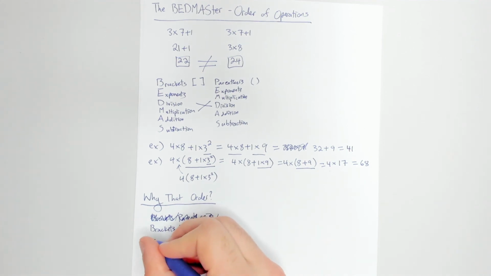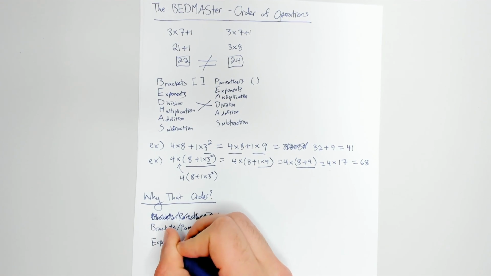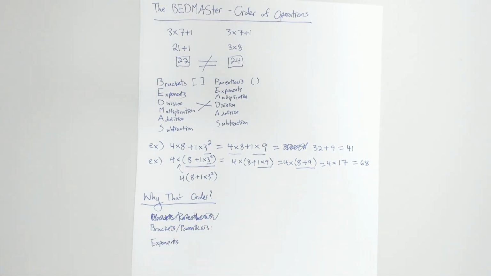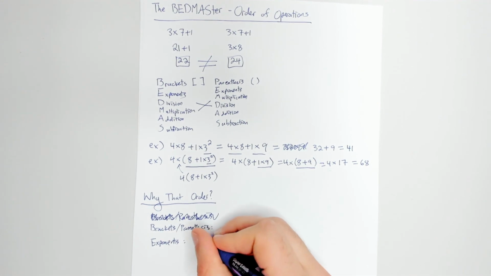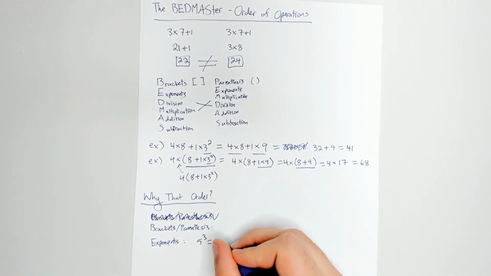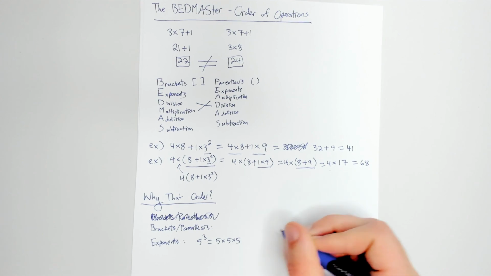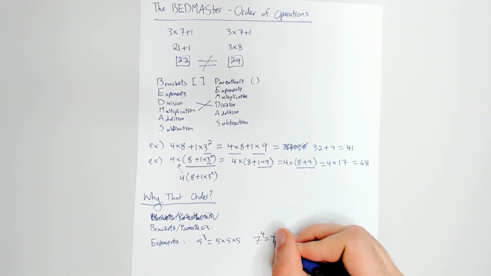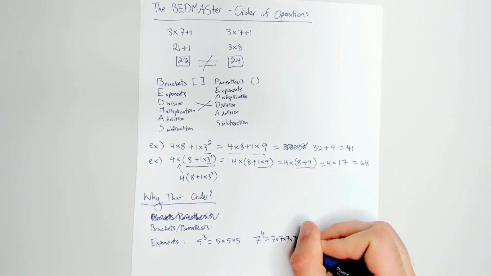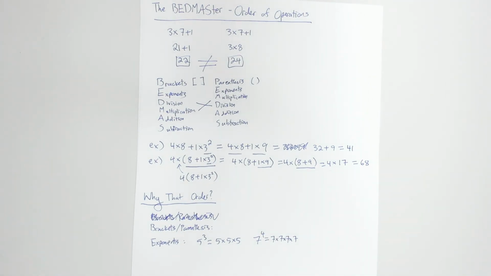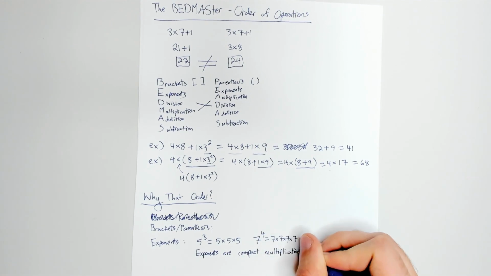Next up, we have exponents. Why do exponents come second? Well, what is an exponent? For example, 5 to the power of 3, that's the same thing as 5 times 5 times 5. Or 7 to the power of 4, that's the same thing as 7 times 7 times 7 times 7, right? Exponents are basically a compact way to write a multiplication statement. And because of this, we want exponents to come before multiplication. Because if inside of an exponent we have a multiplication statement, it kind of makes sense to unpack that first before we do more simple multiplications.